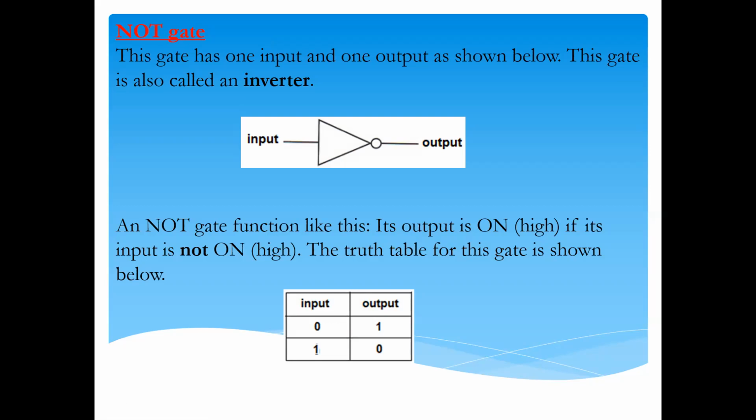So for example, if input is 0 and at the output we connect a lamp, what will be the state of the lamp? If input is 0, the output is 1, so the lamp will be on. And the opposite will happen when input is 1 and we connect a lamp here, so the lamp will be off. It is 0. So if input is high, output will be low. If input is low, the output will be high. And we call that a NOT gate, also known as an inverter.